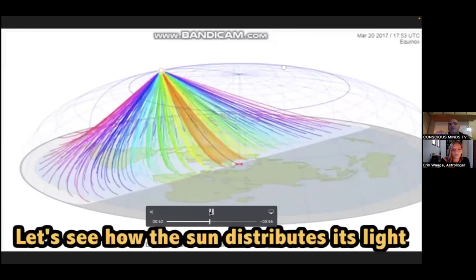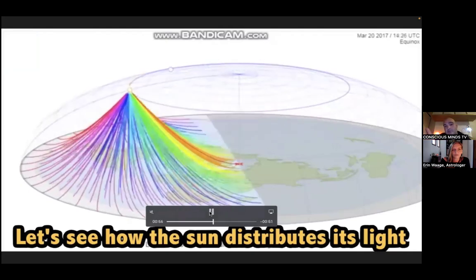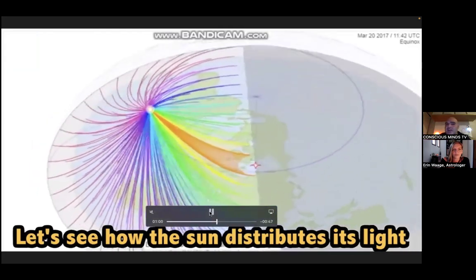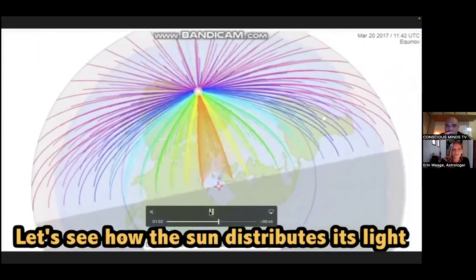So, and then this shows you how you get the day and night at the equator, the 6 hours day and the 6 hours night on the flat Earth.